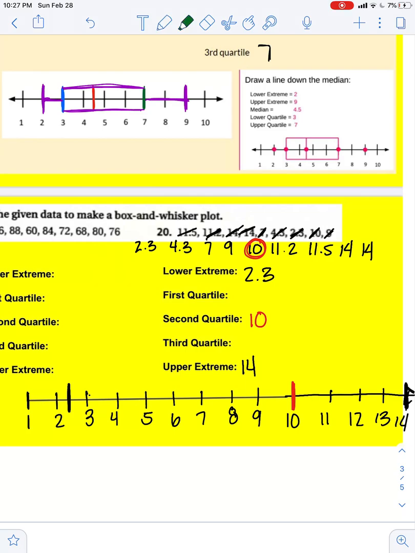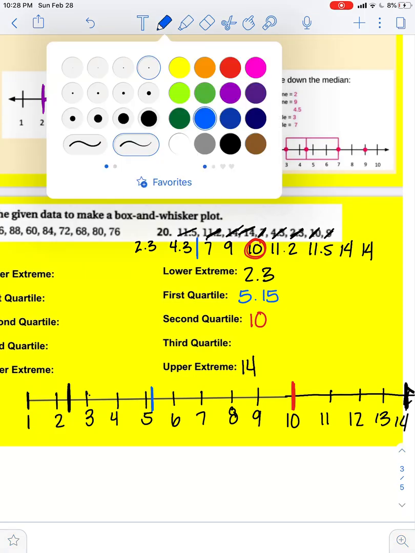My first quartile is going to be right here in between 4.3 and 7. So that is going to be 5.15. So I'm going to mark that. That should be around right here.